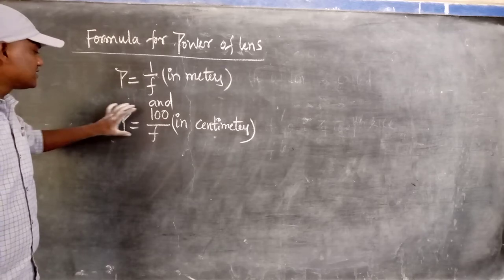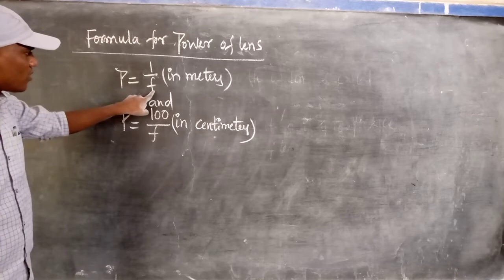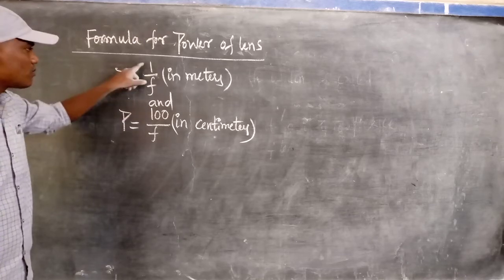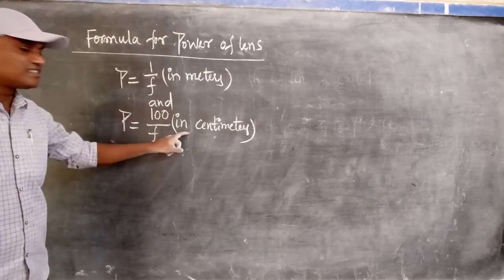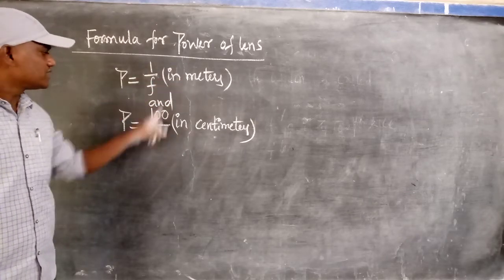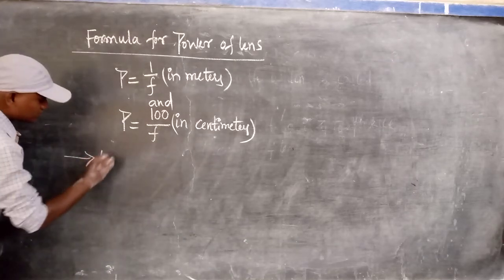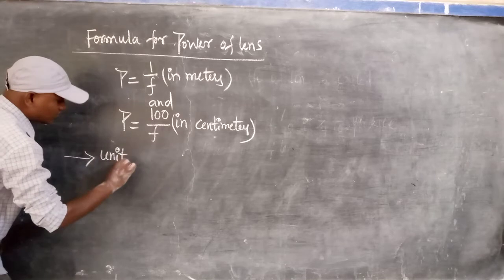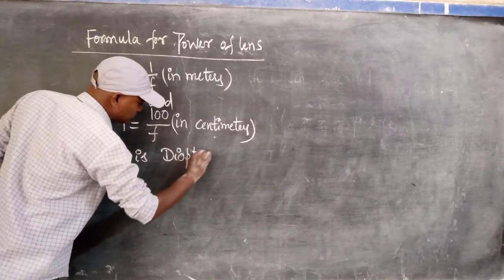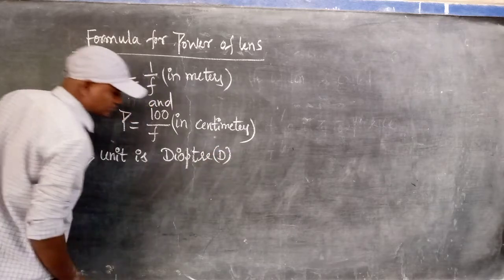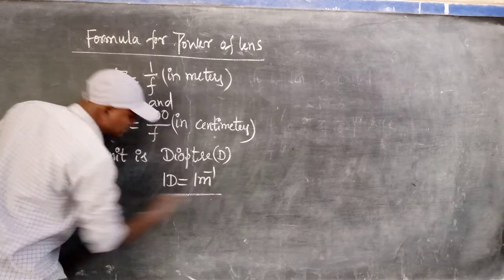P is nothing but power of lens. So the reciprocal of focal length is called power of lens. 1 upon F is in meters. This is the formula. 100 by F, it is in centimeters, because 1 meter is equal to 100 centimeters. The unit is diopter, D. 1 diopter is equal to 1 meter inverse.